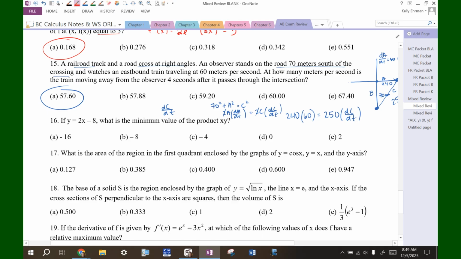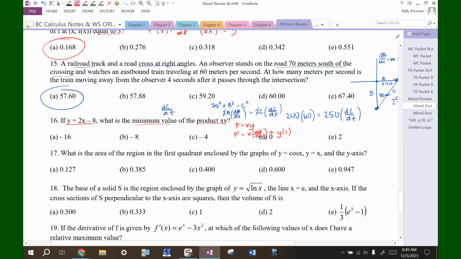Okay, 16. If y equals 2x minus 8, what is the minimum value of the product xy? Y equals this. Product equals xy. If I want a minimum product, I'm going to take p prime. That would be x times dy dx plus y times 1.